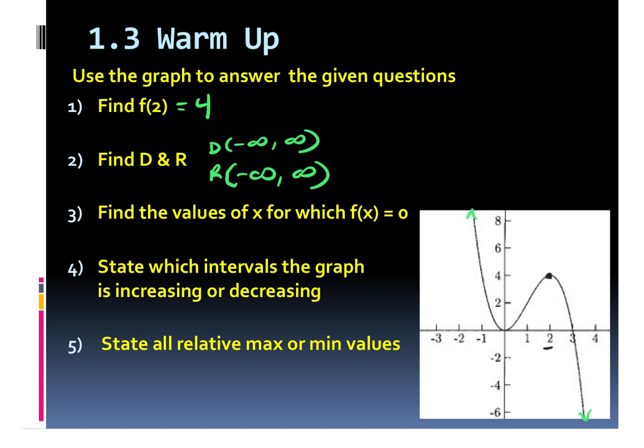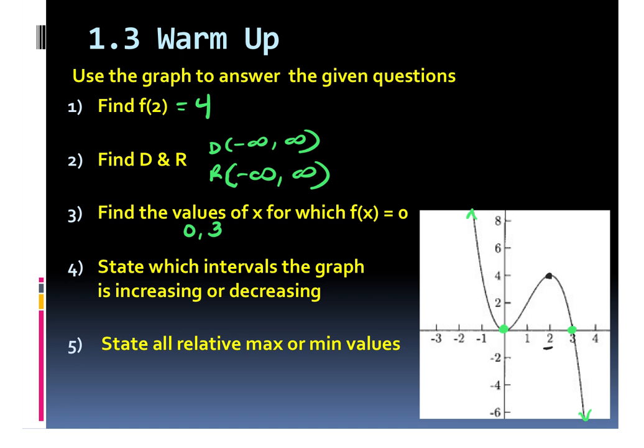Number 3 says find the values of x for which f of x equals 0. This is the same thing as saying y is 0 at your x-intercepts, which happen here, and those x values are 0 and 3. If it had asked for the x-intercepts, I would have put that in coordinate point form. It would have been (0, 0) and (3, 0). But because it said find the values of x for which f of x equals 0, that's why I'm only listing the x values.